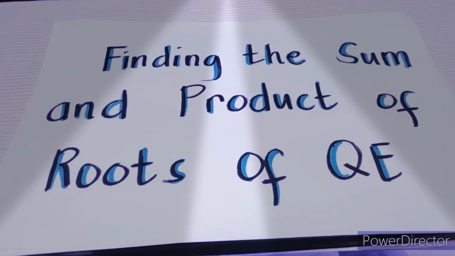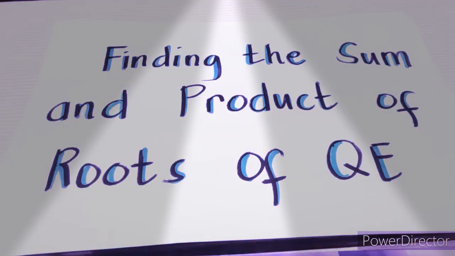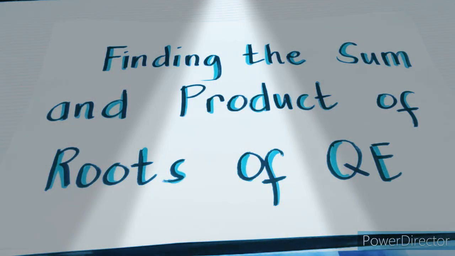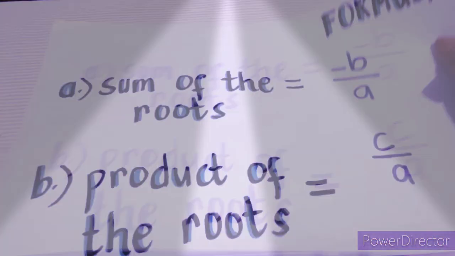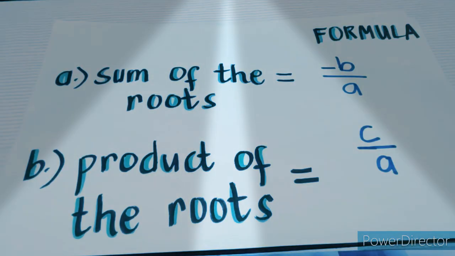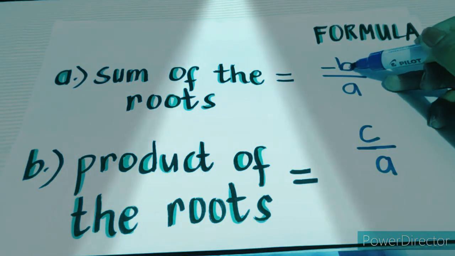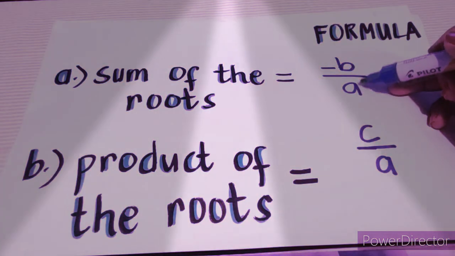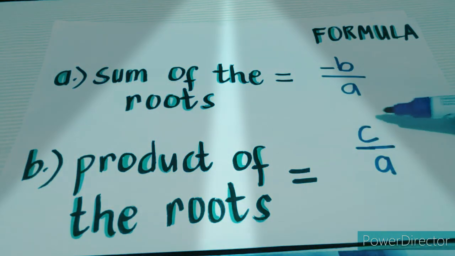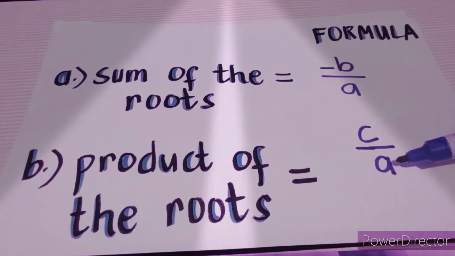So this time I will teach you how to find the sum and product of roots of quadratic equations. So we'll have the following formula in finding the sum of the roots and product of the roots. For the sum of the roots, the formula is just negative b over a. And for the product of the roots, that is only c over a.